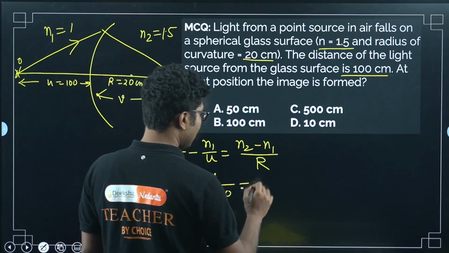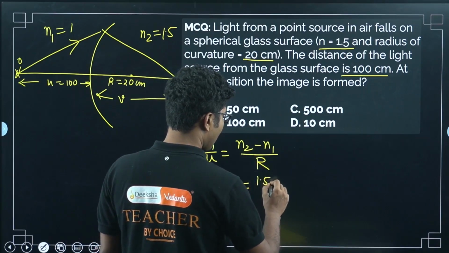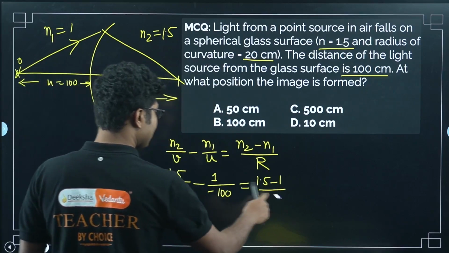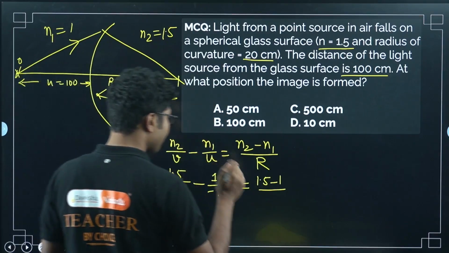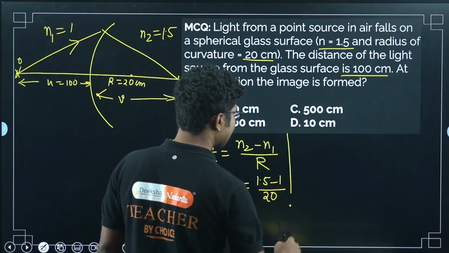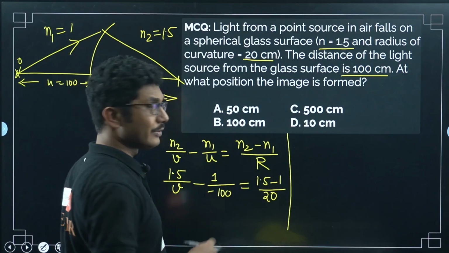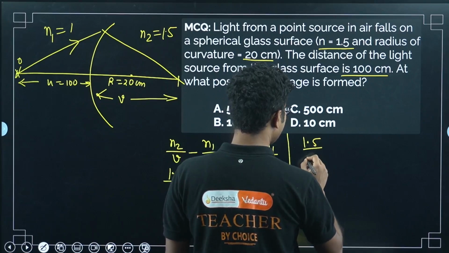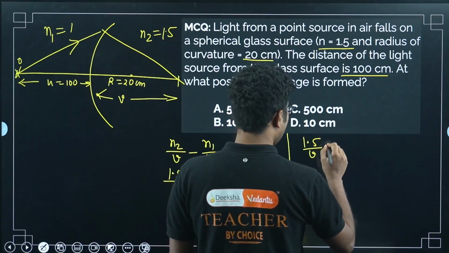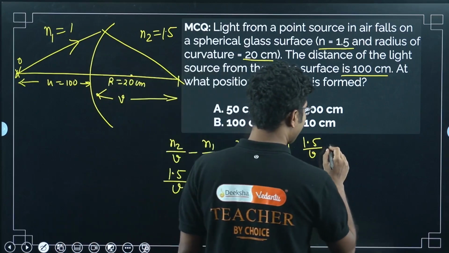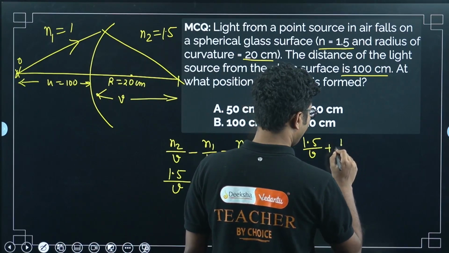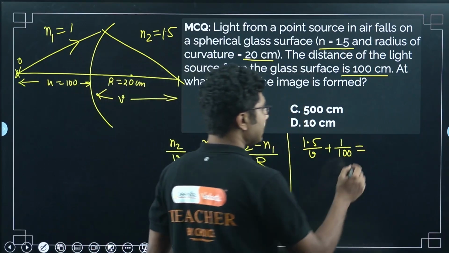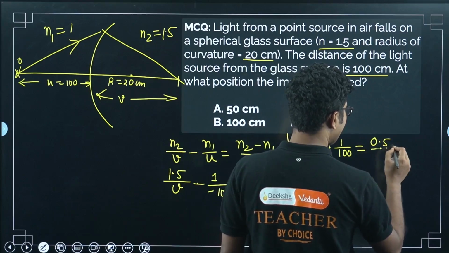Right, similarly N2 is 1.5 minus 1 divided by R is 20. Everything is centimeter, so we don't need to worry about units. This is one of the beauty of this chapter, except one concept, we will come to that very soon. There you have to use the unit conversion as well. Otherwise in this chapter we generally don't need to consider any unit conversion. Right, now this minus and this minus will now become positive. Plus 1 by 100 equals to 1.5 minus 1 is 0.5 divided by 20.